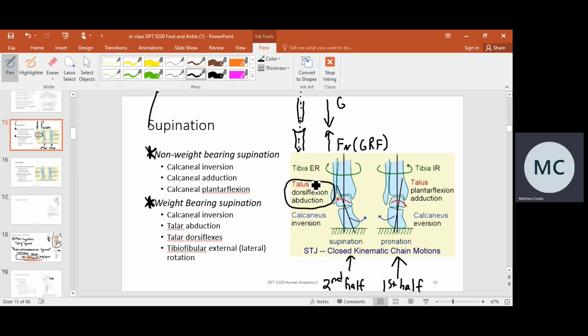So if you look at the spring ligament, it mostly sits, like I said, it comes off that sustentaculum tali and attaches to the medial plantar aspect of the navicular. If you look at it from the underside, or the plantar side, basically what you have is here's my calcaneus, here's my navicular, and I have this ligament that kind of does that. Does that make sense? Yes. Okay.